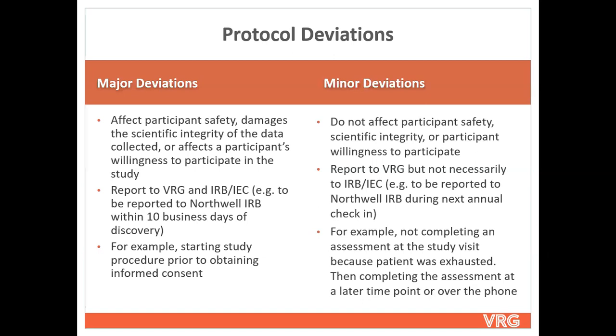And typically, when it's a minor deviation, you would have a deviations log anyway that you will keep. And then the minor deviations, in case of the Northwell IRB, for example, get reported with the next annual check-in. That's an annual report that needs to be submitted to the IRB to let them know how the study is going.